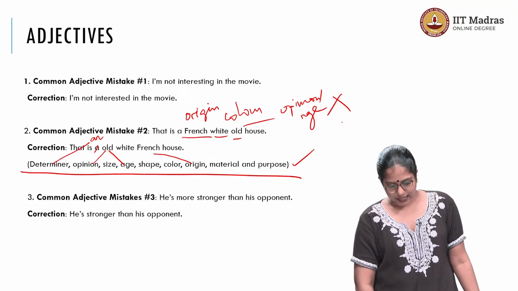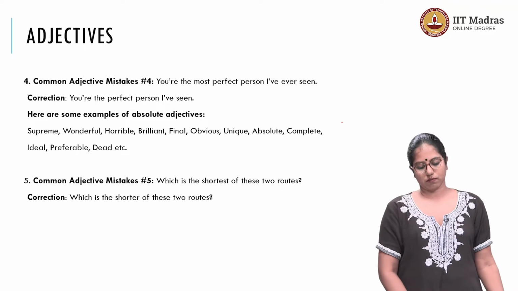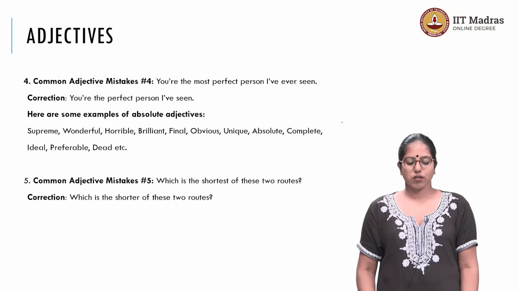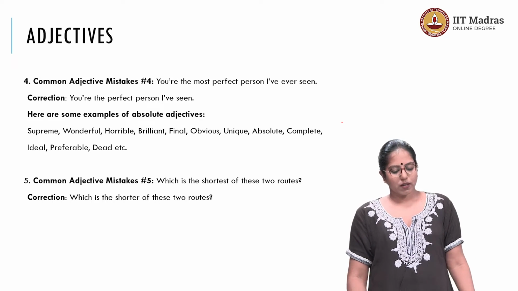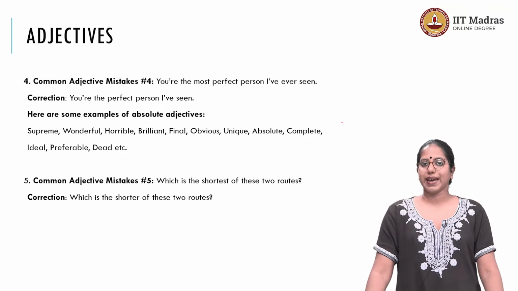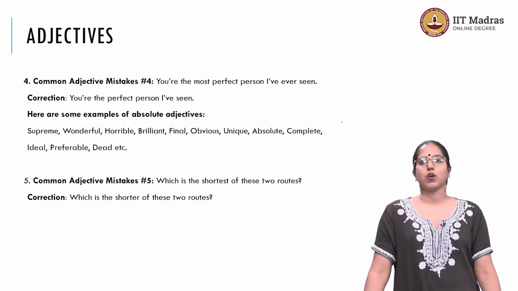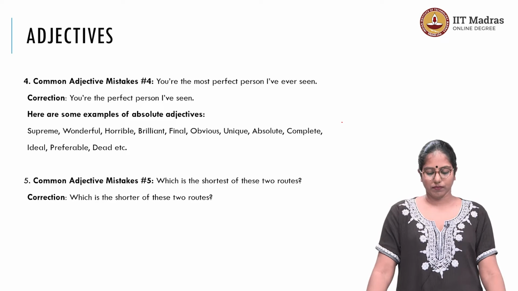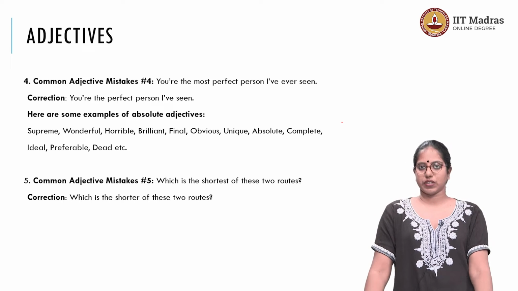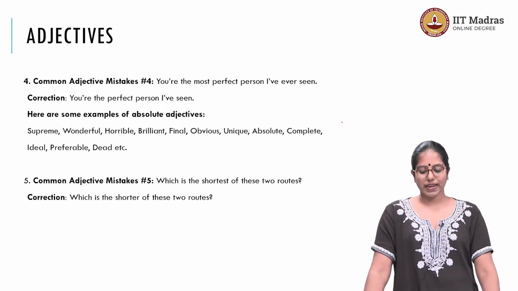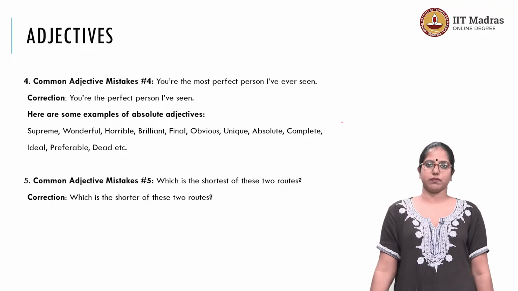Now, the next sentence, "You are the most perfect person I have ever seen." What's the right usage? "You are the perfect person I have seen." Why? Because some adjectives are complete and absolute by themselves. So you don't have to compare them again, or there is no further degree to that. We call such adjectives absolute or non-gradable adjectives. You cannot add any words to intensify or grade them further because they are already in their superlative degrees.